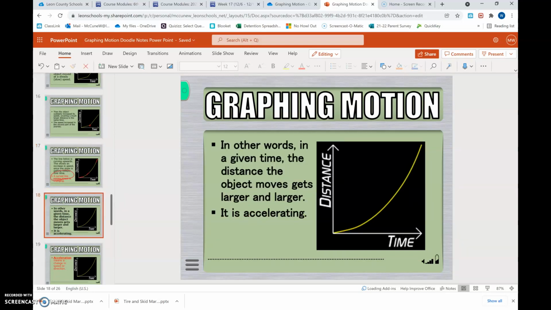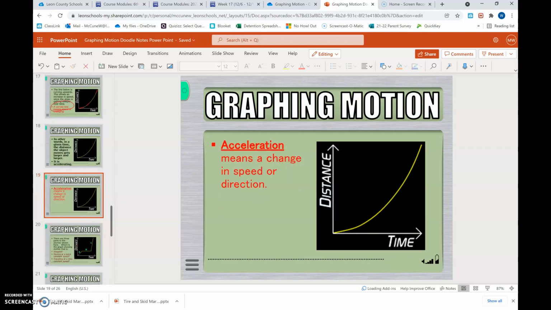So this curved line here, given time, the distance of the object gets bigger and bigger over time. This means it is accelerating. So a curved line is acceleration. And acceleration means a change in speed or direction. Here for this distance time graph, it's just showing you a change in speed.